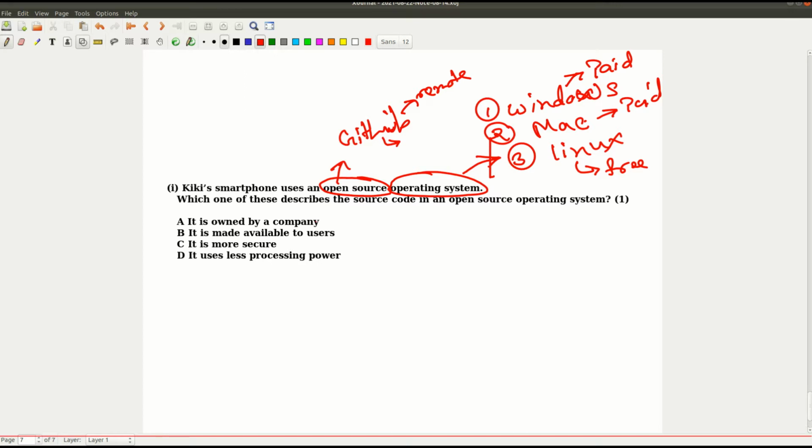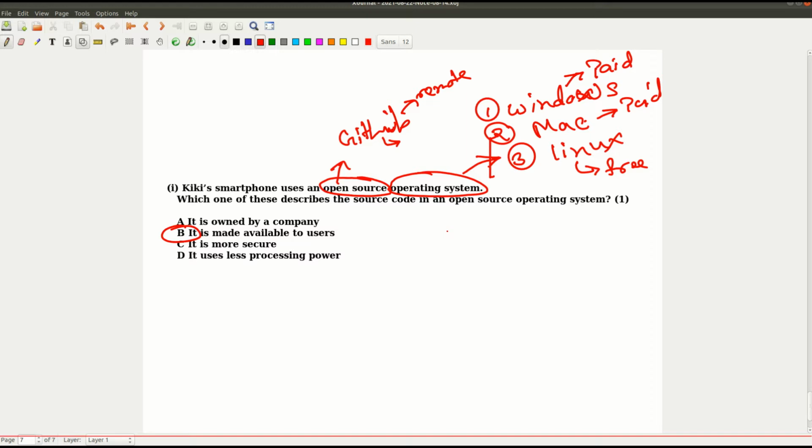So, it is owned by a company? Open source, no. It is made available to users, yes. It is more secure? No. Why is it not more secure? Because we are not paying, right? If it's a free one, obviously it's not more secure. It uses less processing power? No. So this is the answer: it is available to users, so all users can download it freely. They don't need to pay.